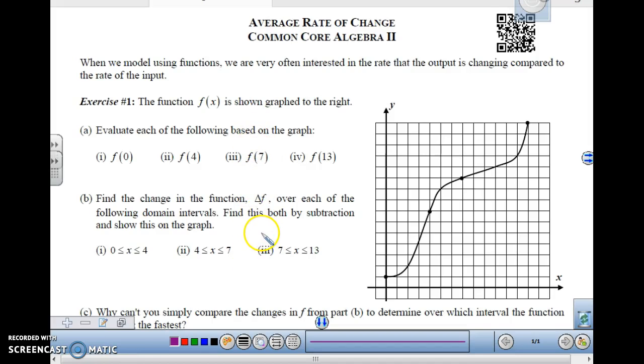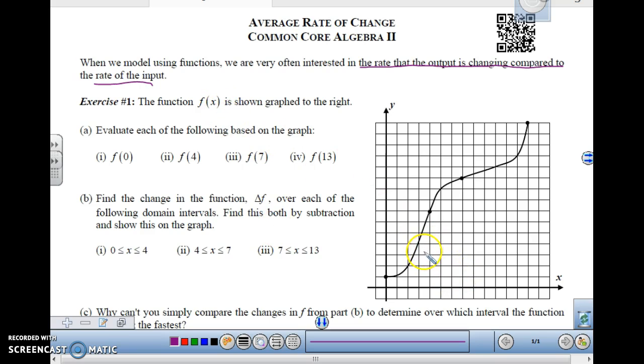This is Algebra 2, Unit 3, Lesson 2 on average rate of change. The average rate of change is really important when we model functions because we are often interested in the rate that the output is changing compared to the rate of the input. We did a lot of this in Algebra 1, so we're also going to be looking at it in Algebra 2 as well. So let's take a look at the function graphed at the right.